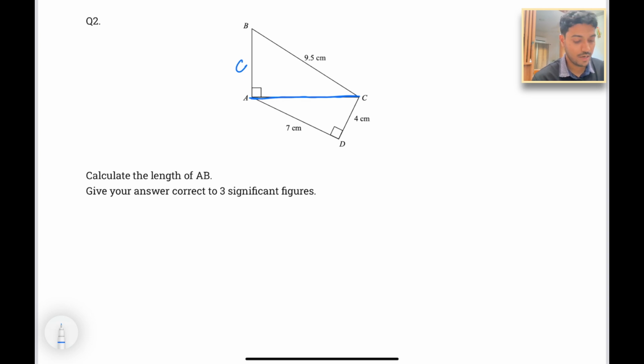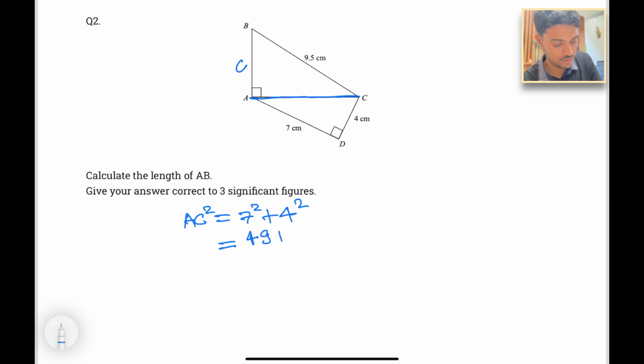But ADC is also a right angle triangle, right angle at D. So basically AC square will be equals to 7 square plus 4 square, applying Pythagoras theorem here. So that is going to be 49 plus 16. Then AC is going to be under root of 65, which is 8.0622. But because it's not the final answer, we'll not round it up.